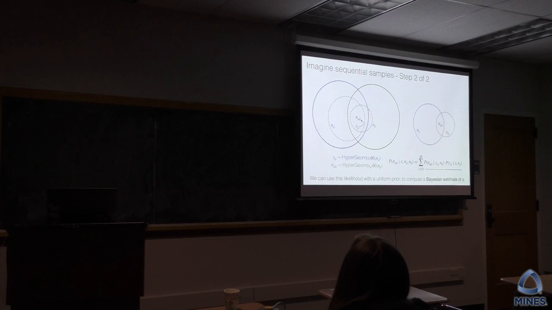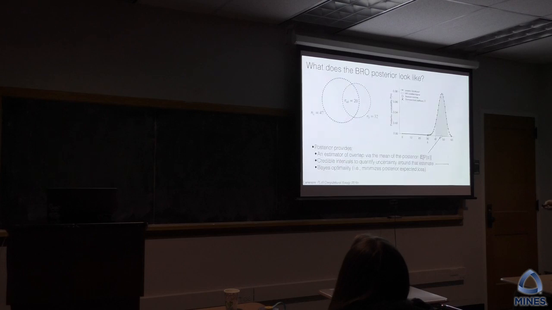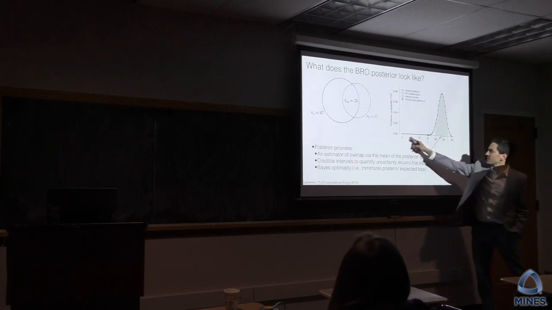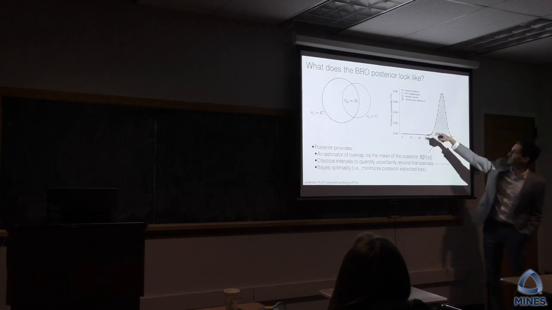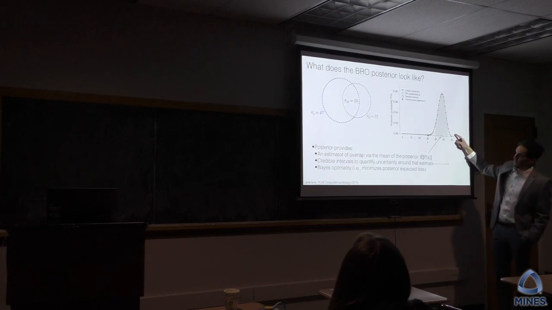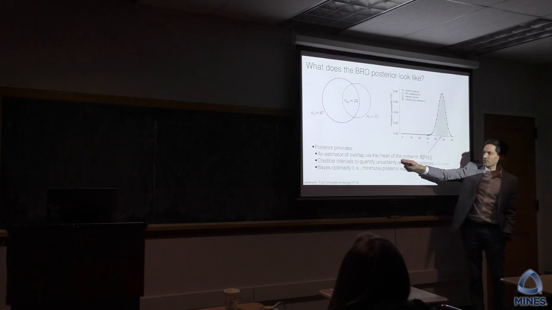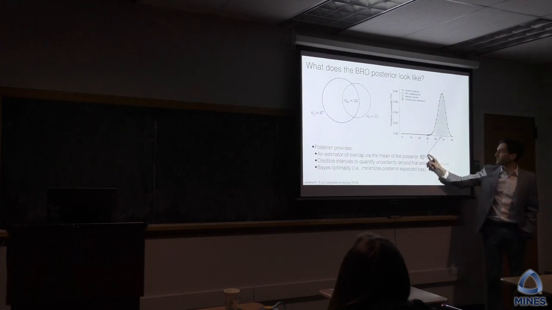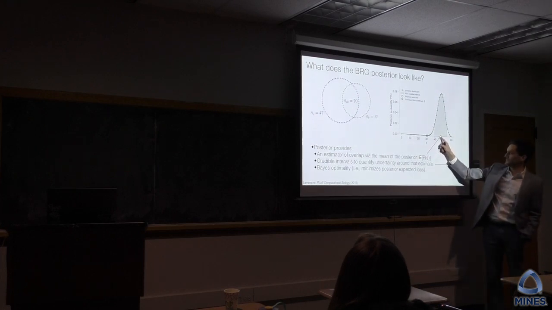So we can use this likelihood of the uniform prior to compute a Bayesian estimate of our original overlap. What that looks like in practice is we can get some posterior distribution over the amount of overlap. So here's the overlap between 0 and 60. Here's our posterior distribution. And what's nice is that we get an estimator of the overlap via the mean of the posterior. So here's the expectation of this distribution.